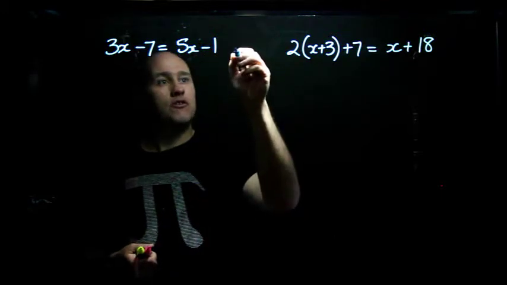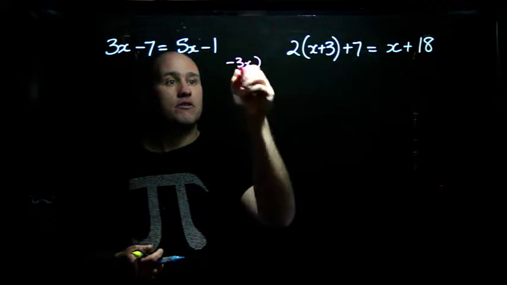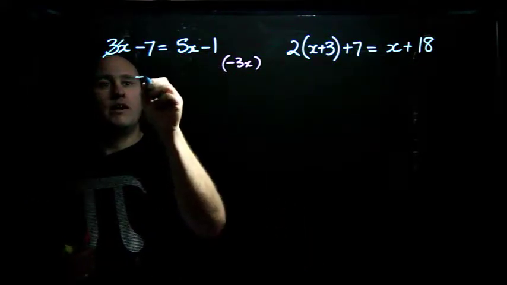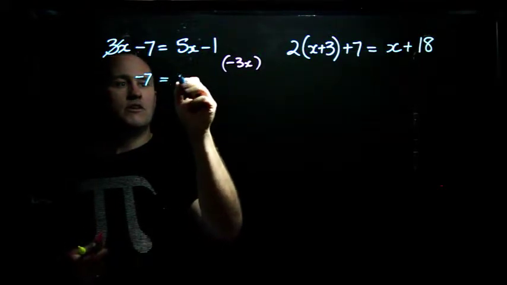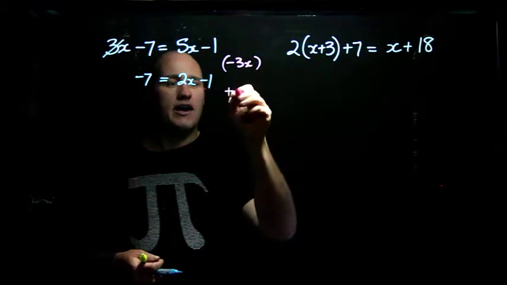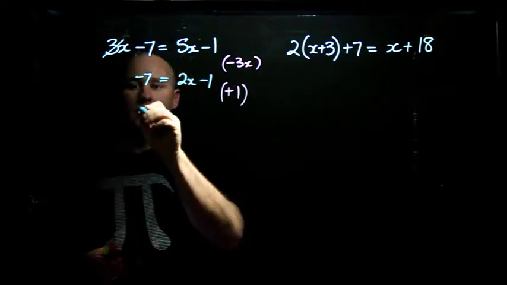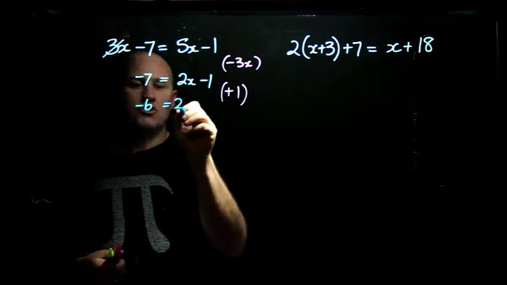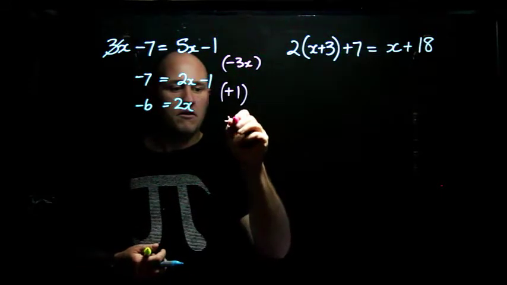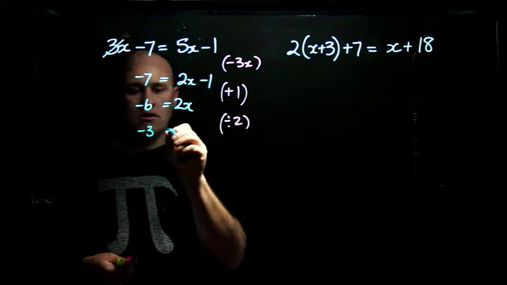And if I can, I'm going to avoid negatives in my x's. So what I'm going to do instead is I'm going to subtract, and I'll put this in a different colour, I'm going to subtract 3x from both sides. And that will give me, the 3x will cancel out, it will leave me with negative 7, 5x minus 3x is 2x minus 1. Then I'm going to add 1 to both sides, because that's how I remove the minus 1. And it gives me negative 6 is equal to 2x, and then I'm going to divide by 2, and that will give me negative 3 is equal to x.